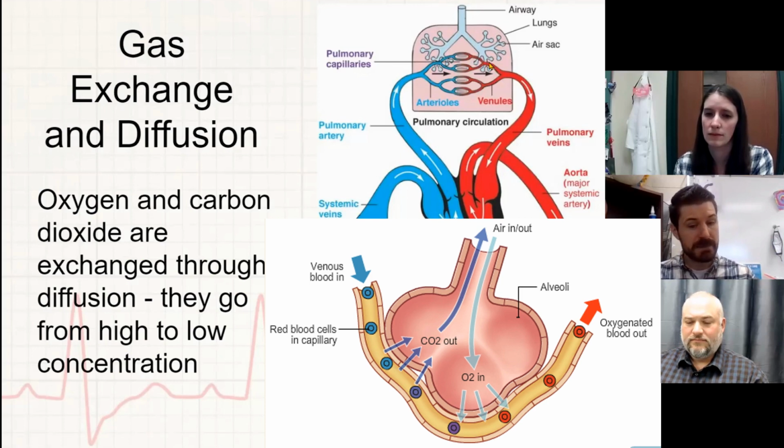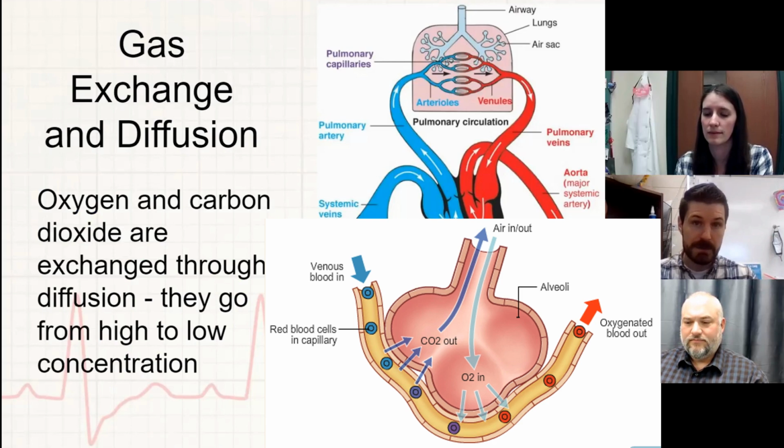Carbon dioxide does the opposite. The blood in your capillaries in your lungs has lots of carbon dioxide. The air in your lungs has relatively little, so it's going to go from high to low again. But for carbon dioxide, it's going from the blood into the air, and then you breathe it out. You breathe in, and you reset the concentration gradient.